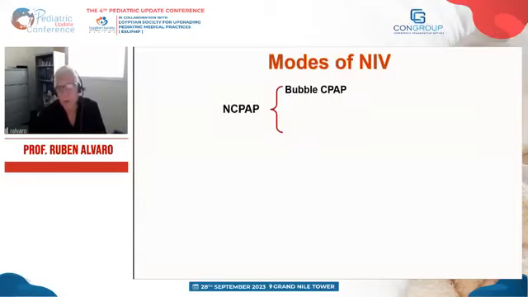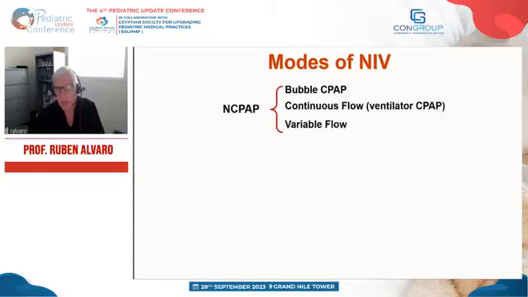Now, I'm going to classify or show you the different modes of non-invasive ventilation that are available right now. In terms of CPAP, as you know, there are three types of CPAP: the bubble CPAP, the continuous flow, which is the CPAP that the ventilator delivers, and the variable flow CPAP. Now, I'm not going to tell you that any of these modes of CPAP is superior to the other, because none of the studies has shown significant differences between the three modes of CPAP. The bubble CPAP is the simplest, the cheapest way, and is as effective as the other two.